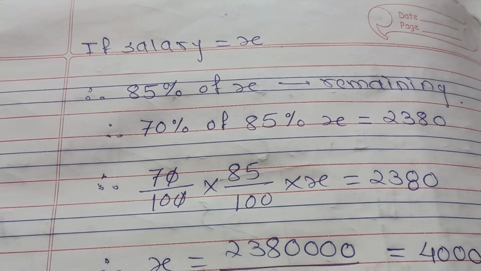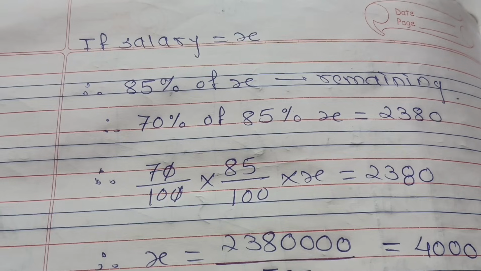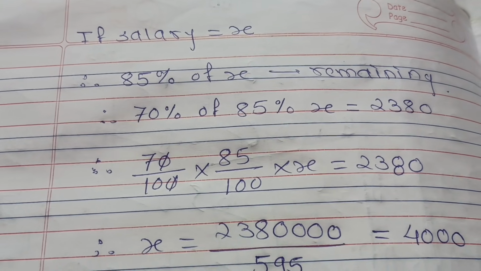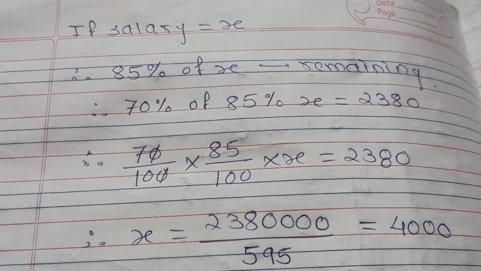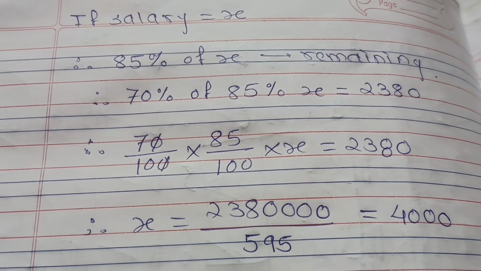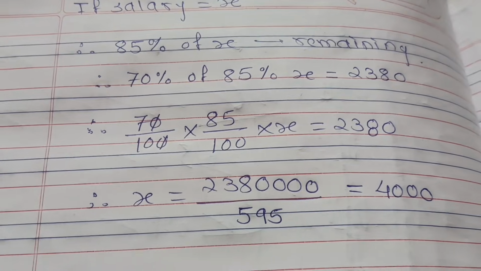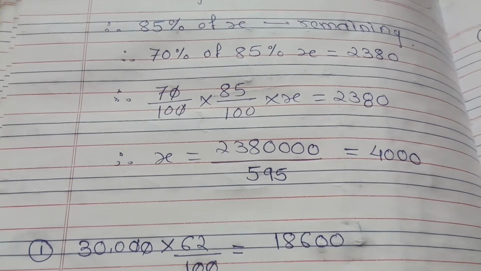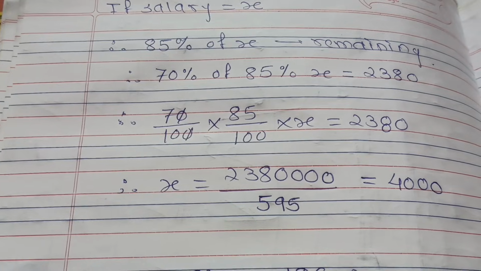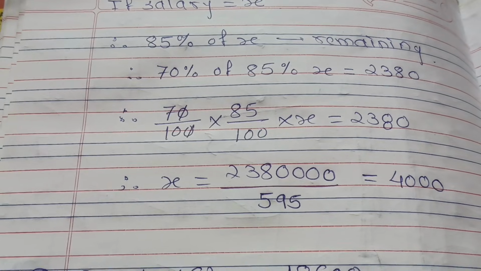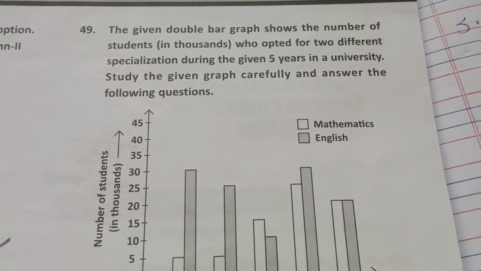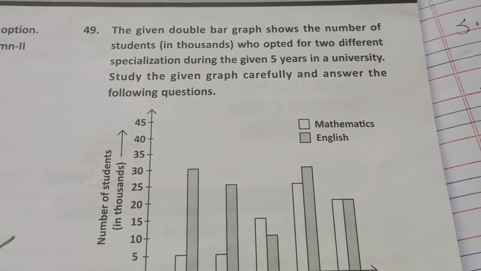Let the salary be x rupees, so 85% of x is the remaining salary after crediting 15%. Now 70% of 85% of x is equal to 2380, it's given. So 70% of 85% of x gives the value of x as 4000. So this statement is false. Statement 1 is true and statement 2 is false. Option C.